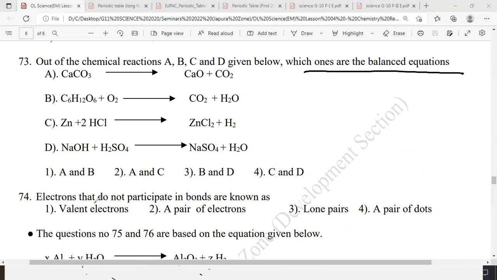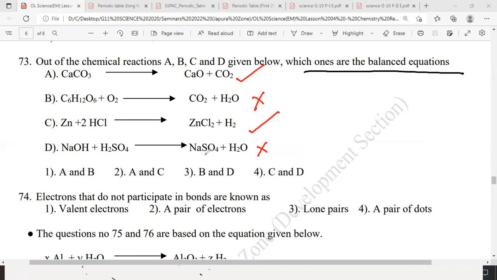75 to 100, not balanced. Which ones are balanced? Calcium carbonate is already balanced. You can screen, no need to balance, it is already balanced. Before you balance, see whether it's already balanced. This one is not balanced. This is balanced, right? This one is not balanced. First one is balanced. Second one not balanced because you have to put 6 CO2 and 6 H2. C balanced.